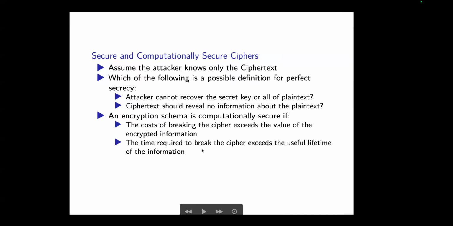So this one is maybe not clearly formulated, because if the attacker only knows ciphertext and the attacker can recover plaintext, does that mean that they recovered the key or not?